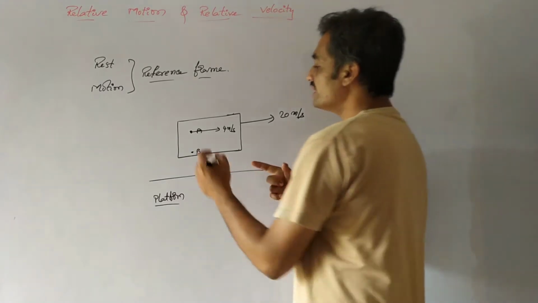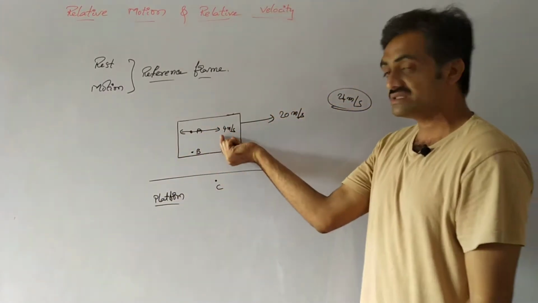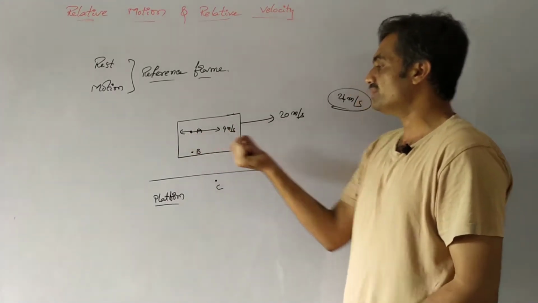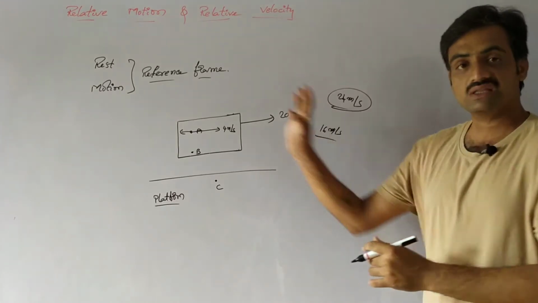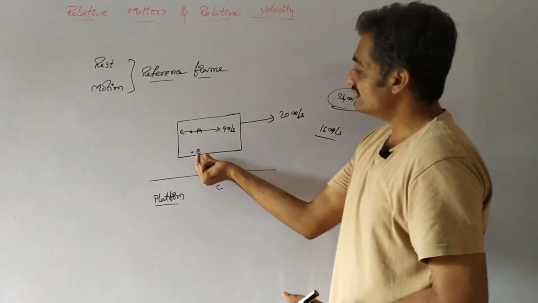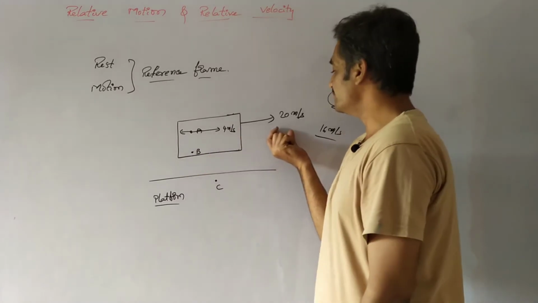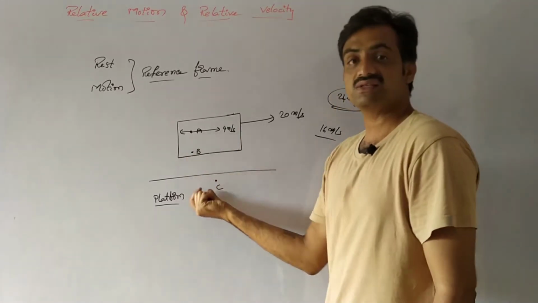Whereas if passenger A is moving in the opposite direction with the same speed, then with respect to passenger C, passenger A possesses a speed of 16 meter per second. Why? Because he is moving in the opposite direction. Passenger B, since he is at rest within the train, possesses the same speed, 20 meter per second, with respect to passenger C.